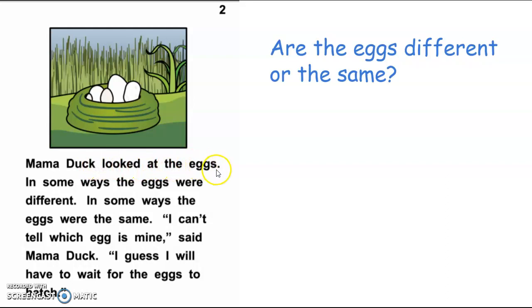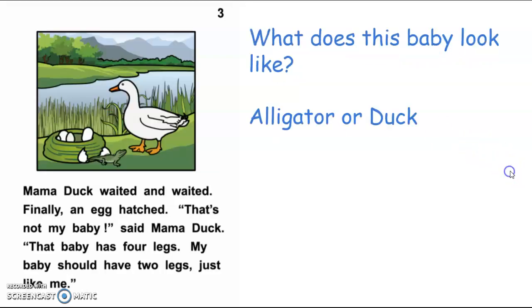Mama Duck looked at the eggs. In some ways, the eggs were different. In some ways, the eggs were the same. "I can't tell which egg is mine," said Mama Duck. "I guess I will have to wait for the eggs to hatch." Are the eggs different or the same? Yes, in some ways they're the same. They're all white. And in some ways they're different. Some are big and some are small.